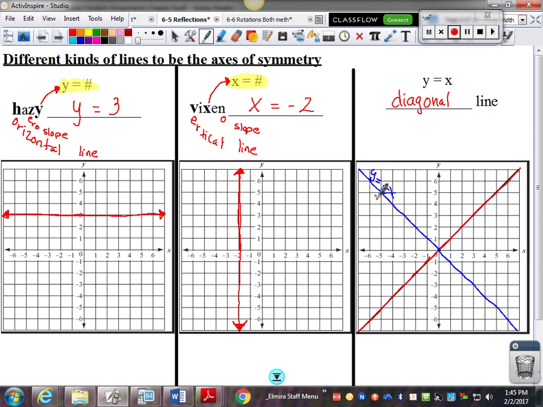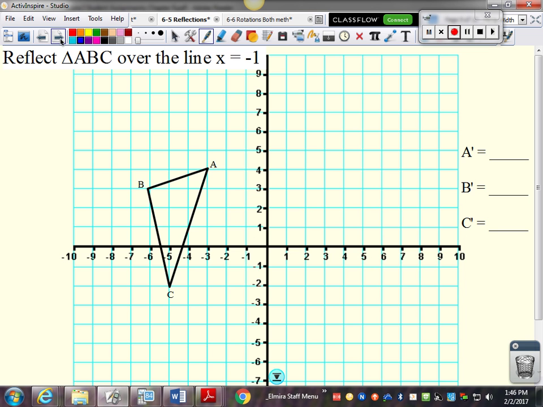All right. Well, let's graph reflecting over something like this. So if I am reflecting over the line x equals 1, okay, x equals, let's see, hazy or vixen. Oh, vixen has an x in it. It also has the V in it. That helps me remember vertical. So I'm going to go to 1 on the x-axis and drop a vertical line through it.